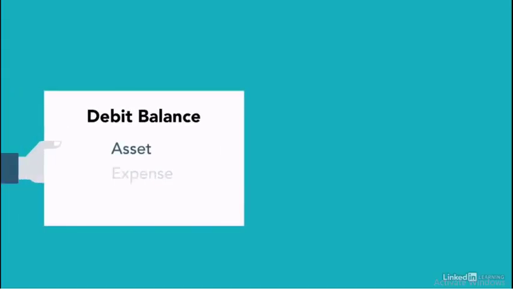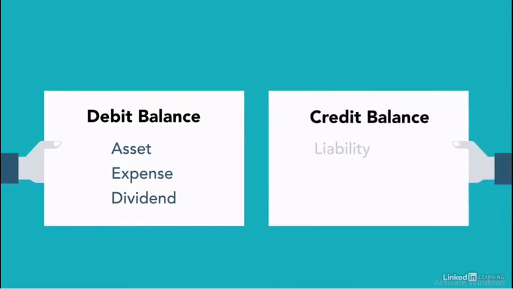Now, for big multinational corporations, the chart of accounts could involve thousands of accounts. Imagine dealing with all those accounts by hand. That would be impossible. Now, at the end of the accounting period, you review the accounts in the general ledger to determine each account's balance. Asset, expense, and dividend accounts normally have debit balances. Liability, owner's equity, and revenue accounts normally have credit balances. In other words, the balance is normally on the side that increases the account.